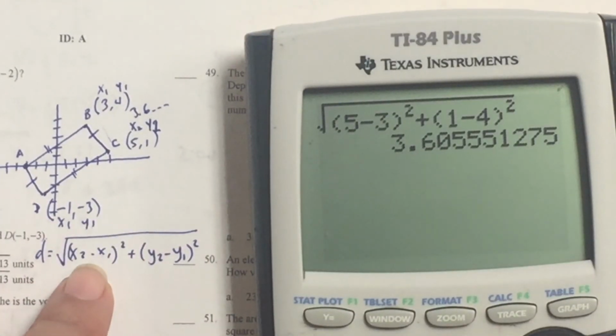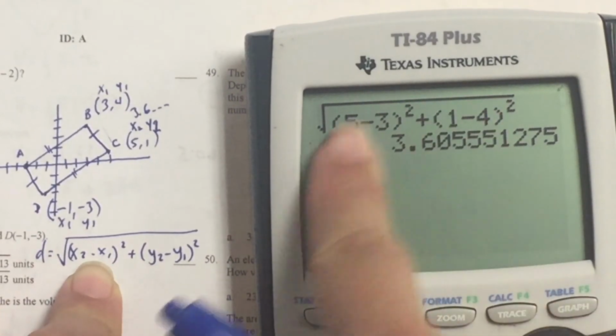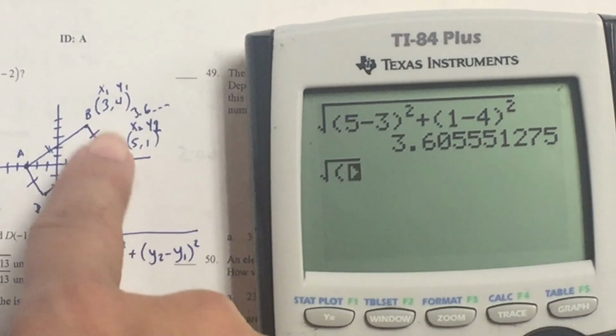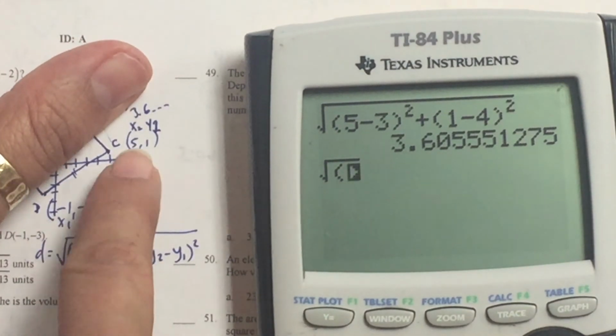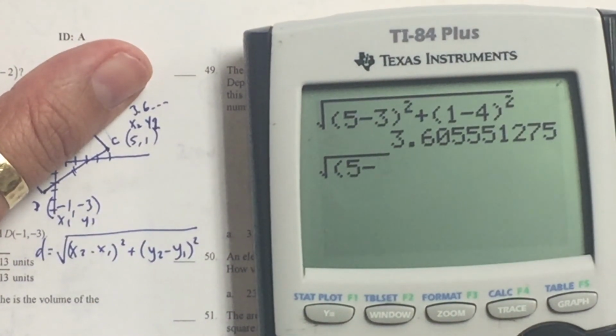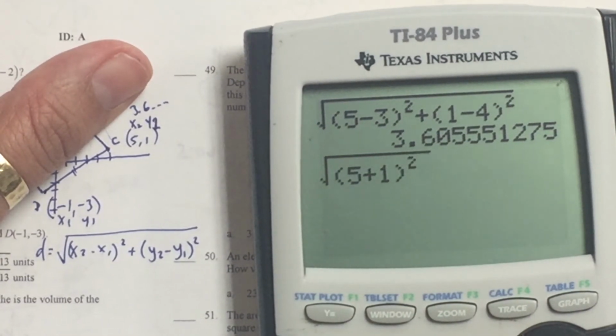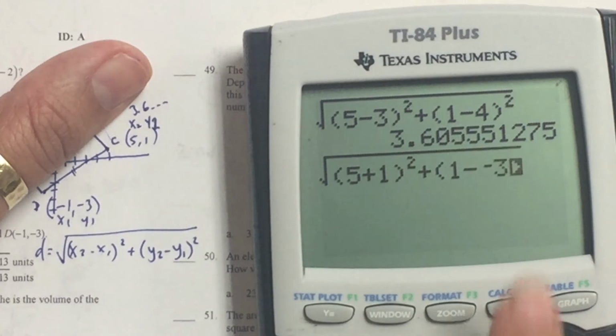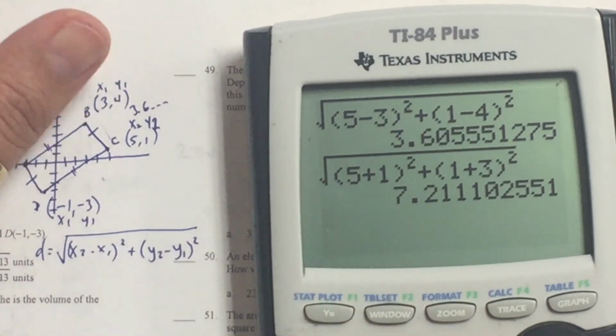All right, so again, square root of x2. Oh man, and they leave it in exact form. All right, since I already started this, I'm going to finish it this way, and then I'm going to show you how to do it exact. x2, 5 minus, wait, where am I? I'm on these two. 5 minus negative 1. Two negatives make a positive, squared, plus y2 minus y1, 1 minus negative 3. Two negatives make a positive, squared. All right, so that's 7.22.